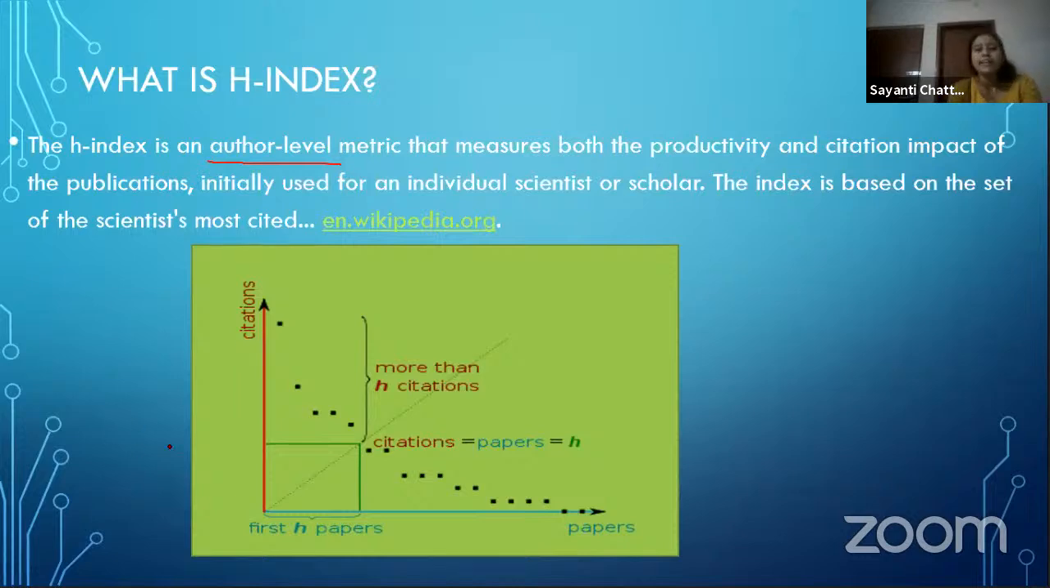Number of citations. Say it is a graph. We have the different citations. What is the minimum value of your maximum cited papers? These are two terms, minimum and maximum. What are your most cited papers, and what is the minimum value of the most cited papers of an author? That is called the H index.